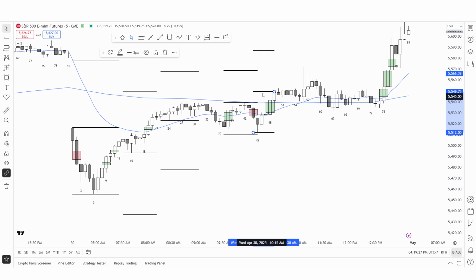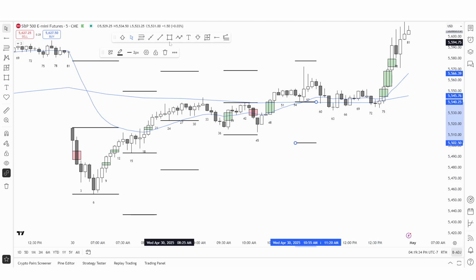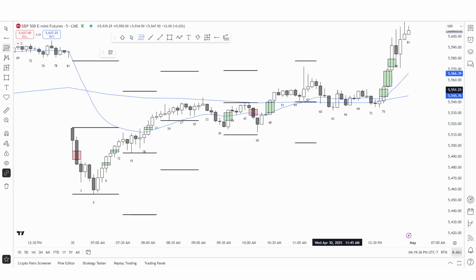Then we have another bull leg here. Put it to the pullback. Again, 1-to-1 was met. And the stop wouldn't get hit. Something I want to talk about this day though, and how all these 1-to-1s are working. It's a trend. It's a trading range. It's a trending trading range day.